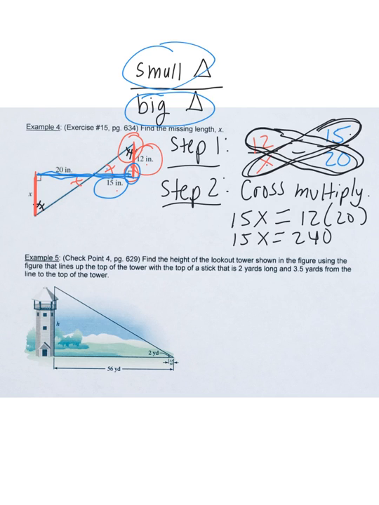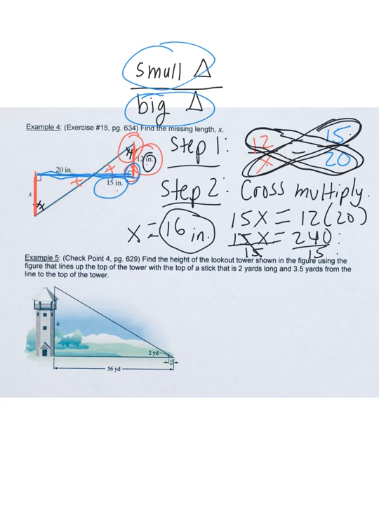Last step, to solve for x, you want to divide the 15 to the other side to get x by itself. I'm using fraction bar for division. So x equals 240 divided by 15. When you divide that out, that gives you 16. The units are the same as the original picture, which are inches. So 16 inches is the final answer for x.